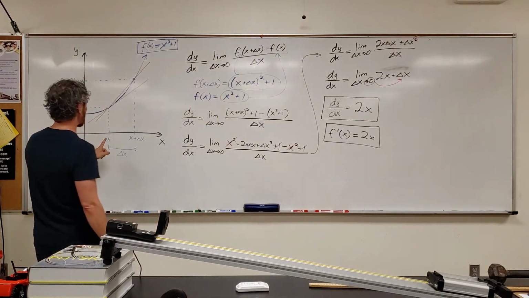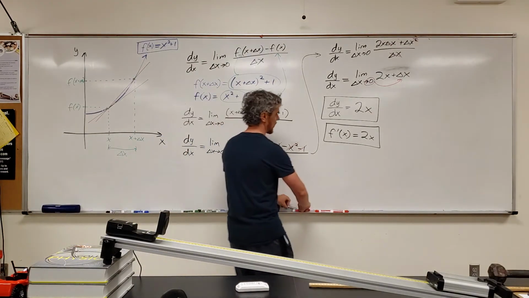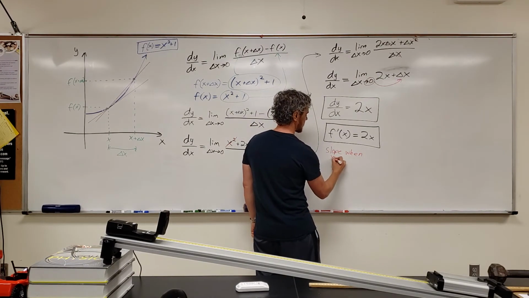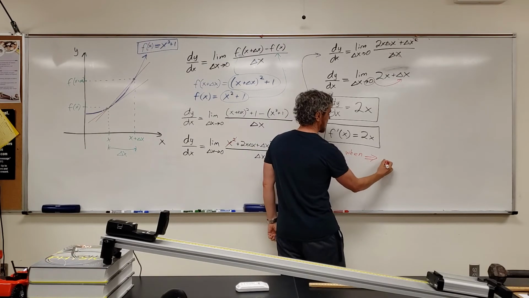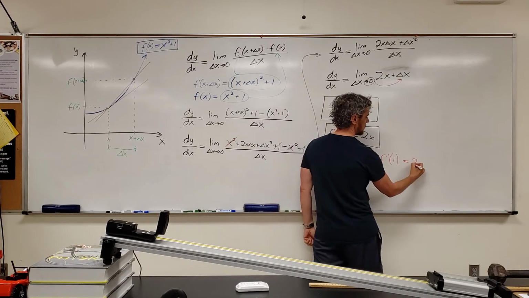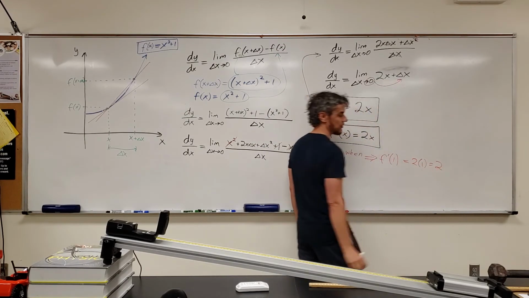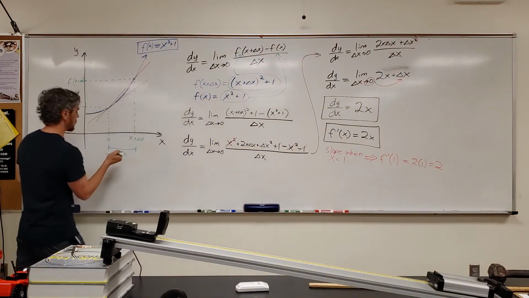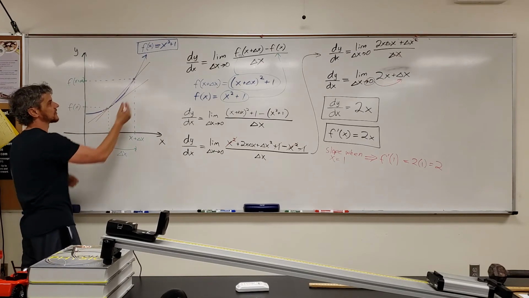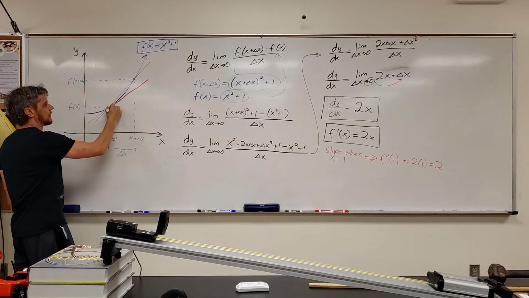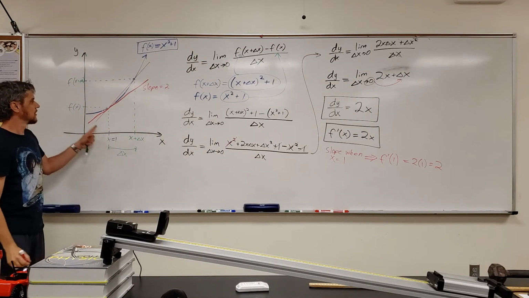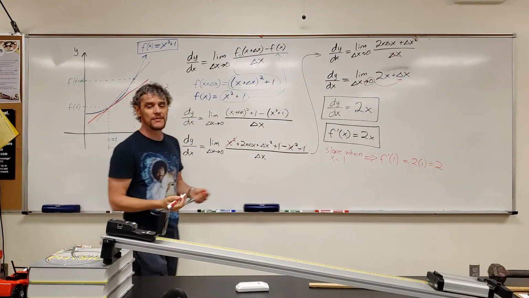If I want to know the slope at x equals 1, so let me write that here. If I want to know what the slope is when x equals 1, then I just evaluate f prime of 1, which is 2 times 1, which is just 2. So if this point were in fact x equals 1, the slope of my tangent line, that slope is 2. At x equals 1, the slope of my tangent line is 2.